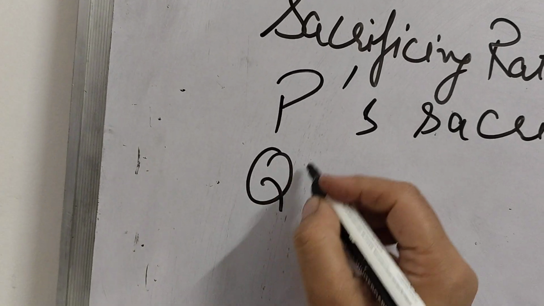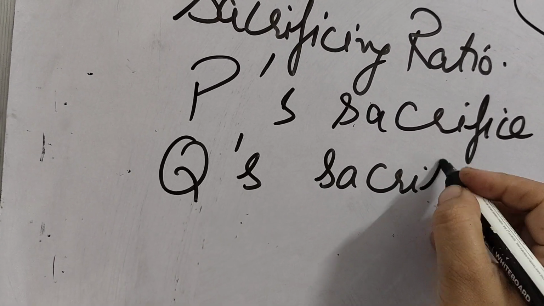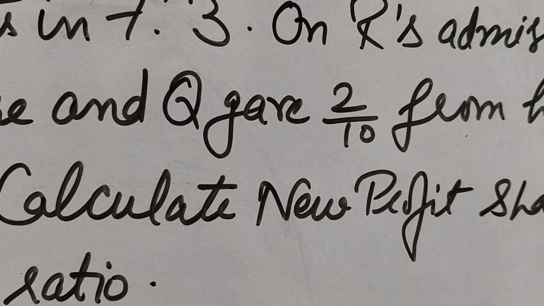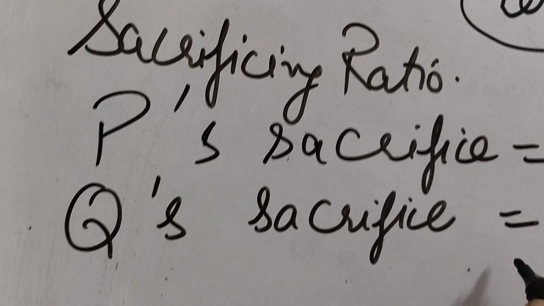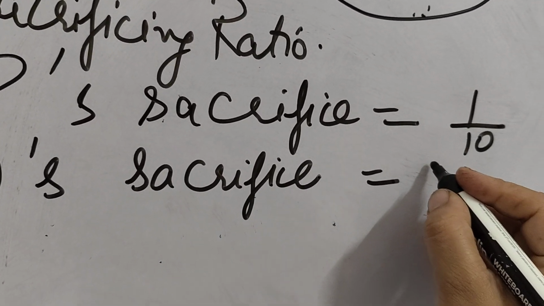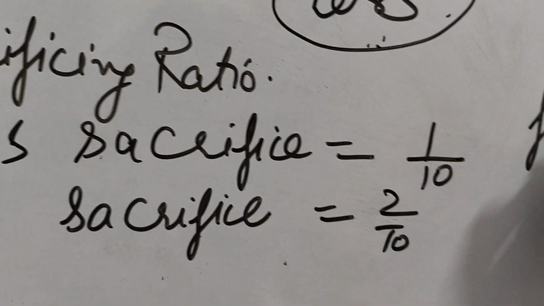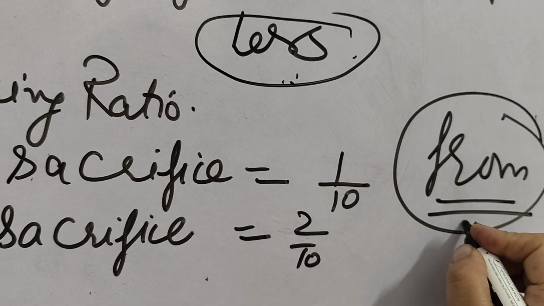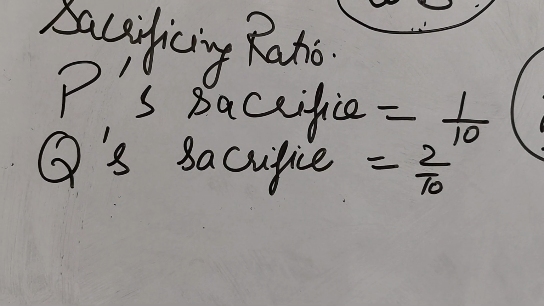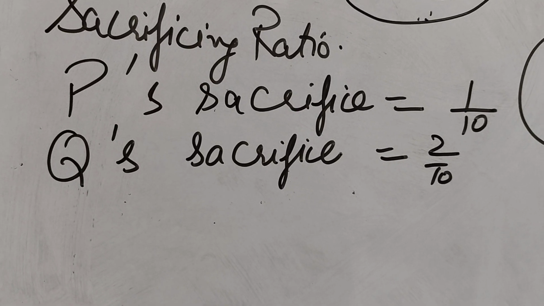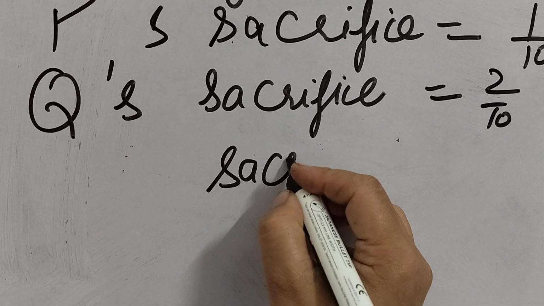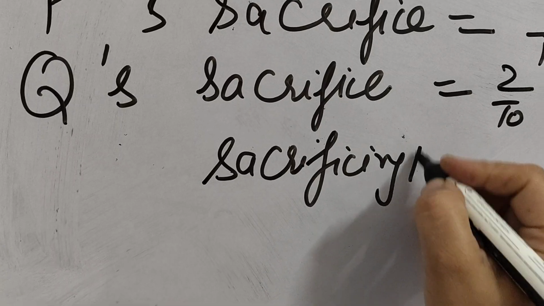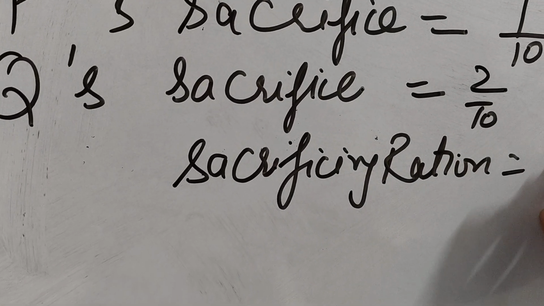Now talking about what is Q's sacrifice, that is also given in the question. Q gave 2 by 10 from his share. Now Q gave from his share means Q's sacrifice is 2 by 10. When the word from is given, that means we are given the direct sacrifice. So here given is P sacrifices 1 by 10 and Q sacrifices 2 by 10. So what is their sacrificing ratio? Sacrificing ratio, that is 1 is to 2.